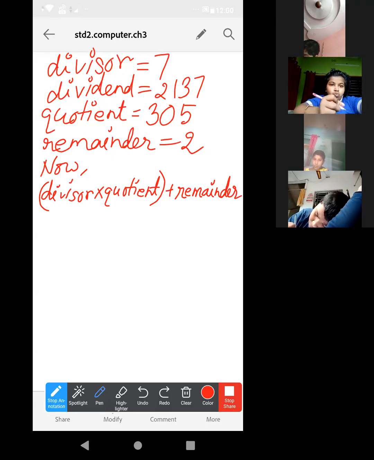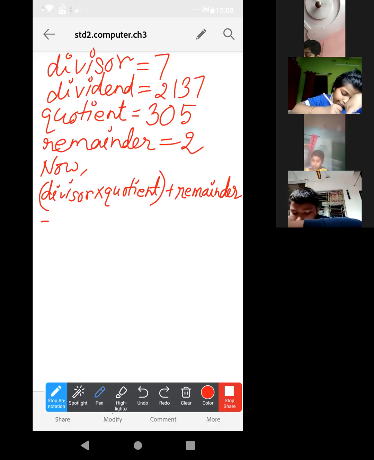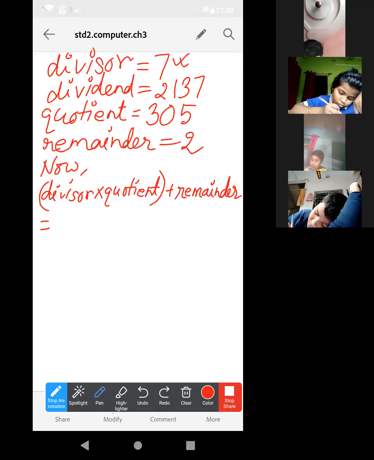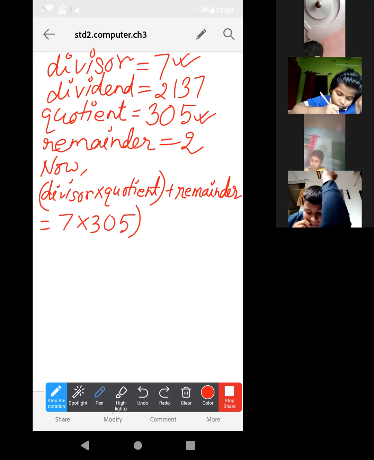Write this one. It is equal to... we have to check, what is the divisor? This is 7, though. So put 7 into... what is the quotient? This is 305. Yes or no? Yes, though.